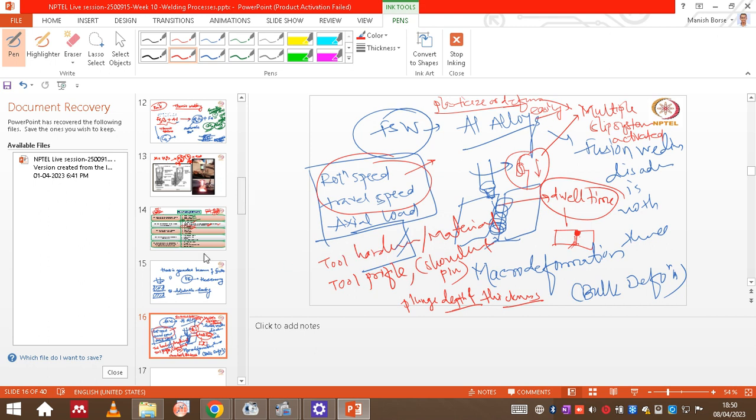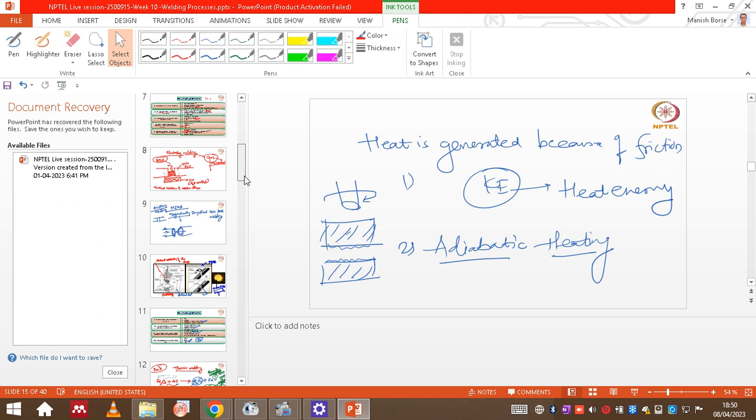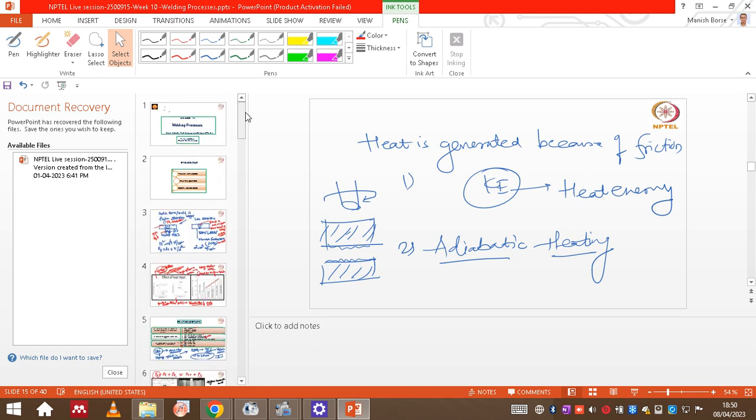So I think for today's session we have covered the welding metallurgy aspect, and why we want to use solid state welding processes over fusion welding processes for certain materials and certain specific applications. So that we have already seen in this live session. If we have any particular doubt, then we can discuss it for some more time.